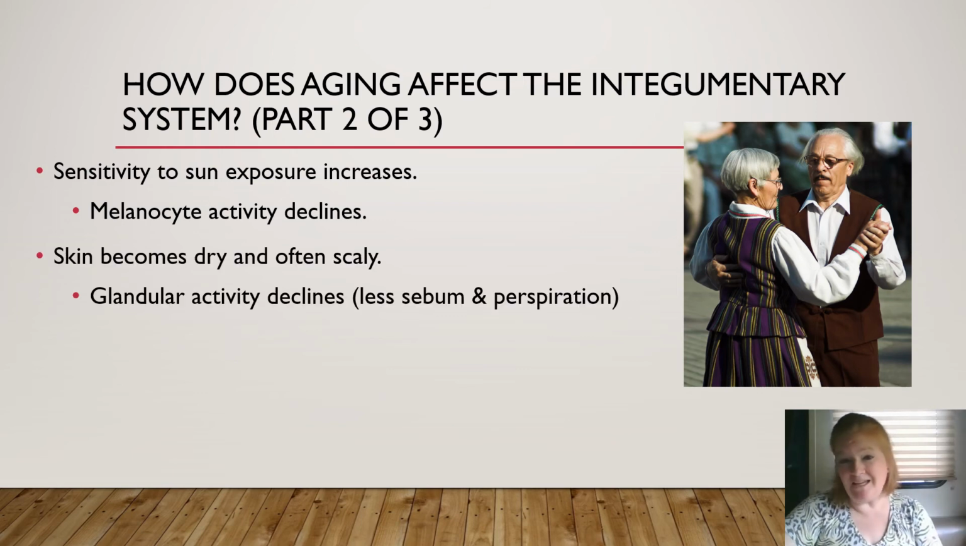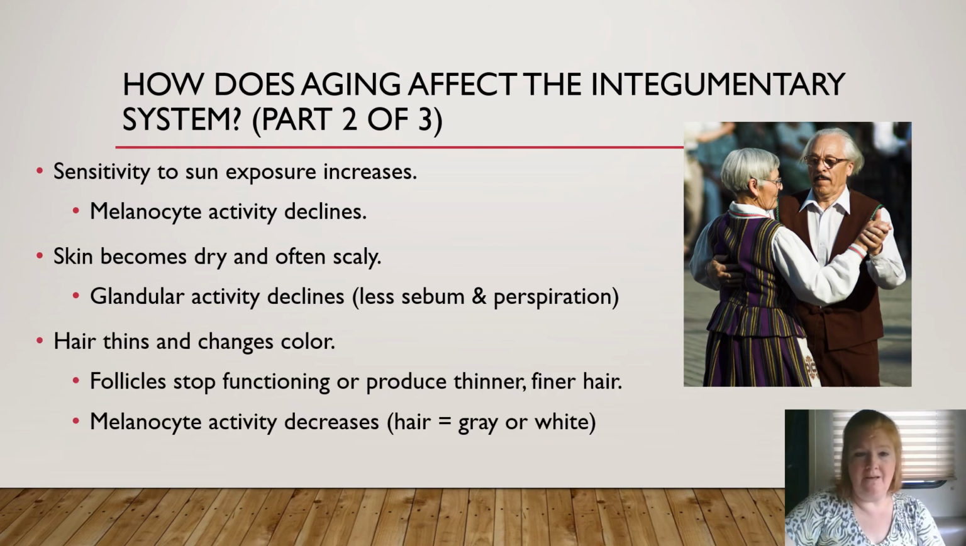Skin becomes dry and often scaly looking because there's a decrease in glandular activity. So there's less sebum, less perspiration. The hair thins, changes color. So follicles either stop functioning altogether, stop producing the hair, or produce a thinner, finer hair as they change shape and size. And melanocyte activity decreases, so hair becomes white. And because it's mixed with other colors, it appears gray, okay, because against the other colors of hair.